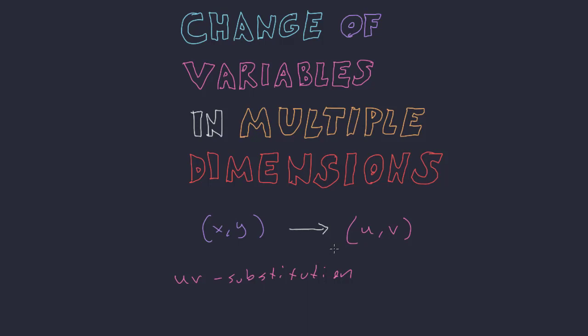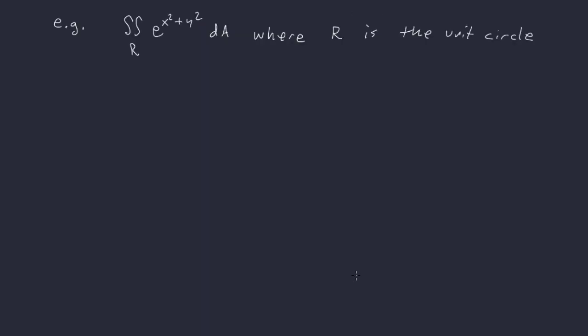Now, where this comes about is situations where either the limits of integration are really complicated, or the integrand itself is really complicated and can't be integrated, or both. For example, imagine this integral here, the double integral over R of e to the x squared plus y squared dA, where R is the unit circle.